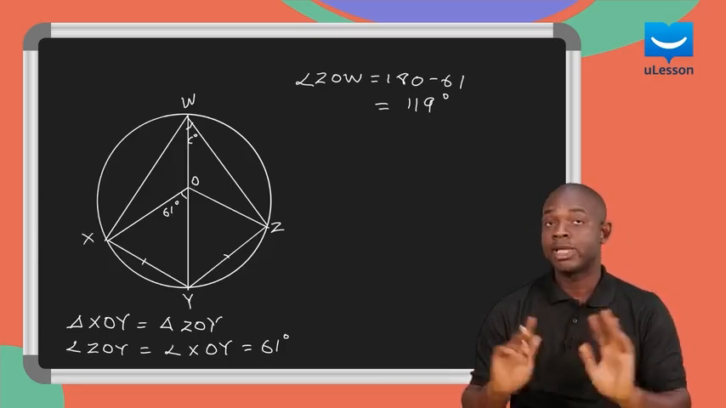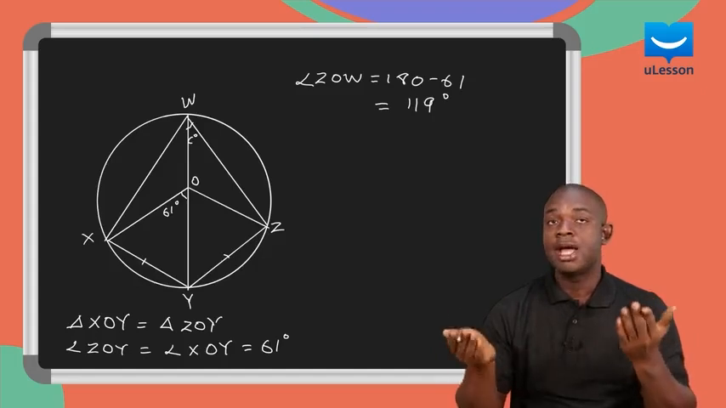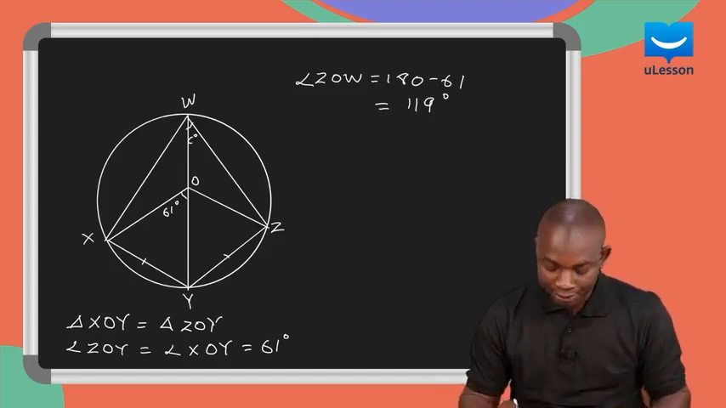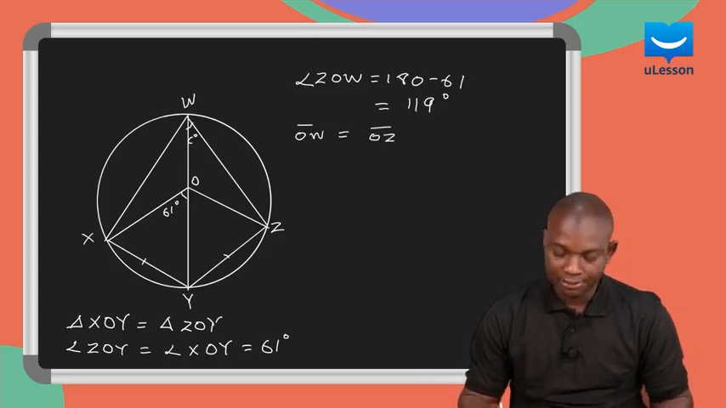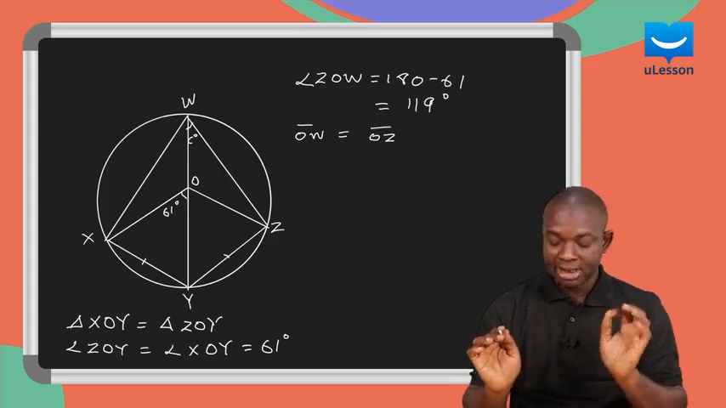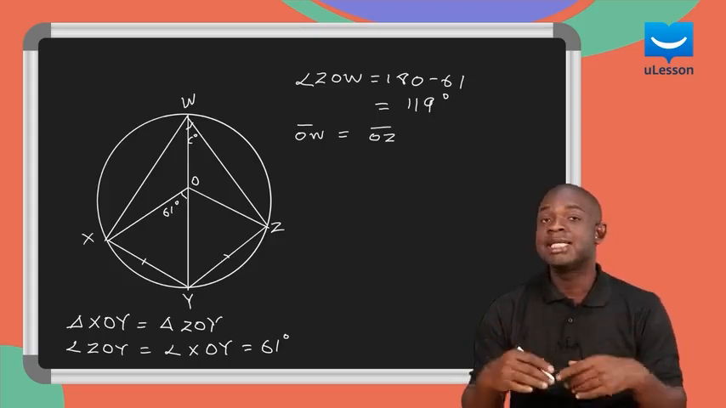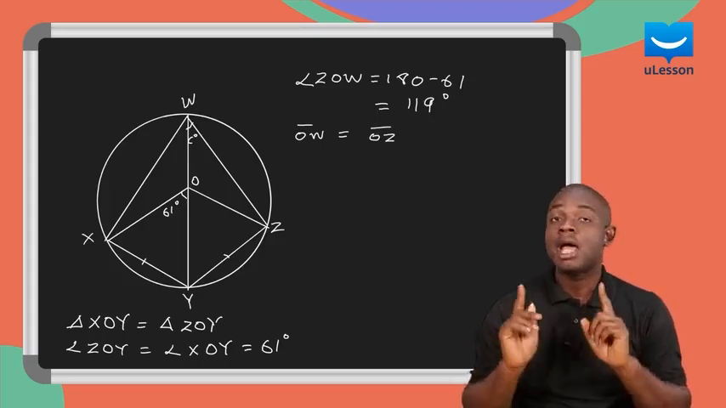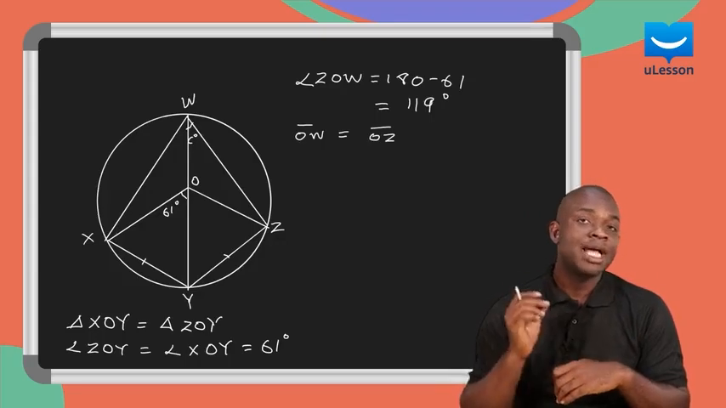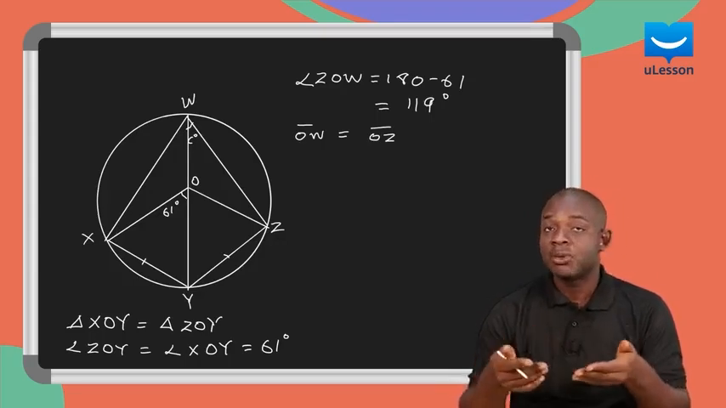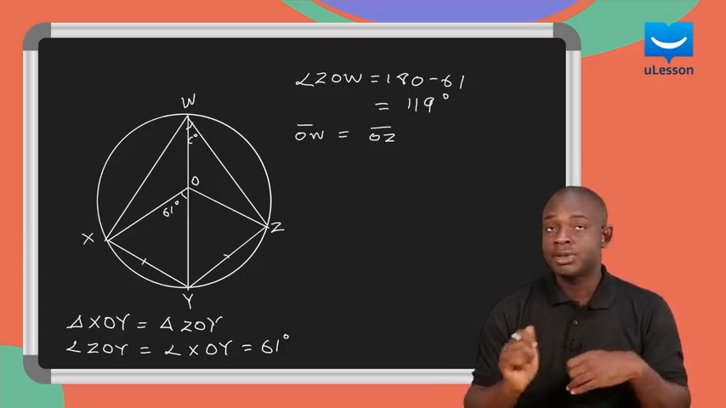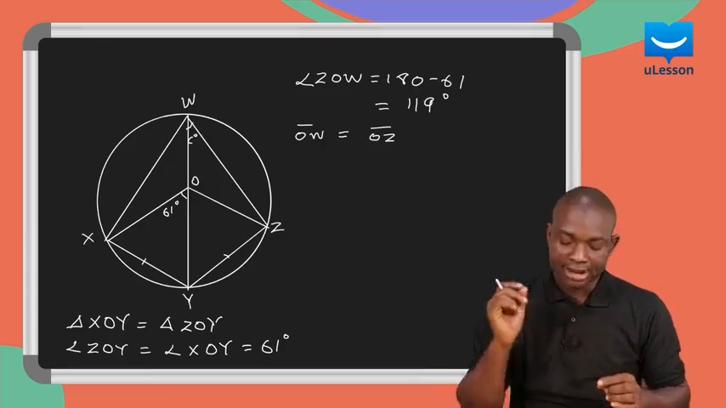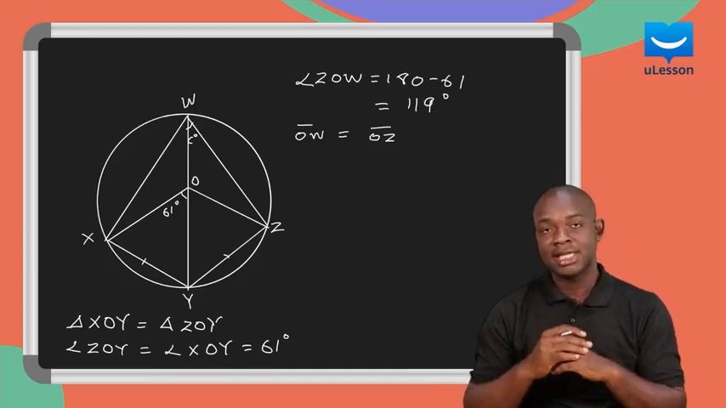Now again, since we are told that the center of the circle is O, it means that lines OW and OZ are equal because they are both radii in the circle. So we have that line OW is equal to line OZ. What this means is that triangle WOZ is an isosceles triangle. And remember that the base angles of an isosceles triangle are equal. Therefore, in triangle WOZ, the angle at W is equal to the angle at Z.